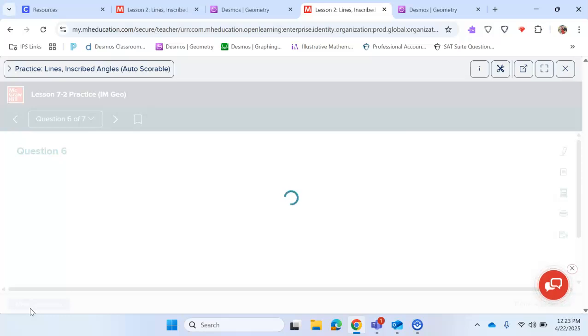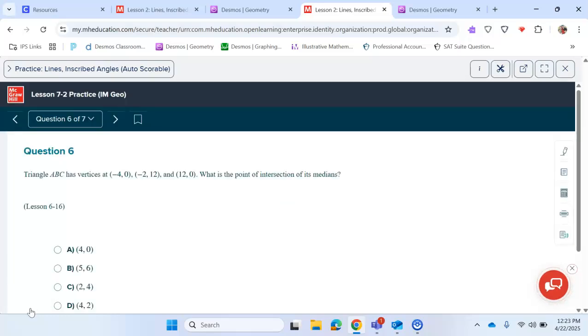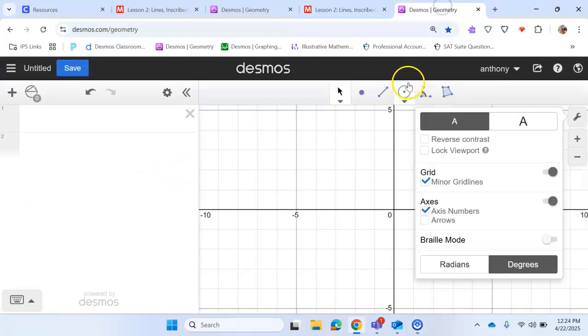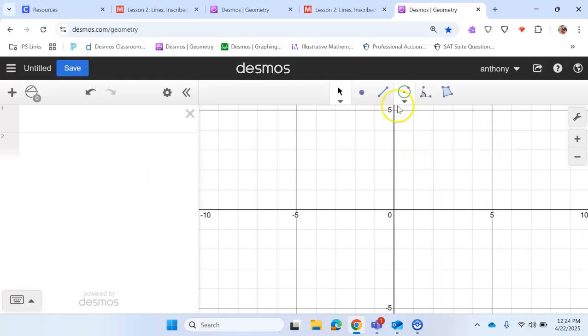Question 6. Triangle ABC has vertices at -4, 0, -2, 12, and 12, 0. What is the point of intersection of its medians? All right, the first point is -4, 0. -4, 0 is right there.